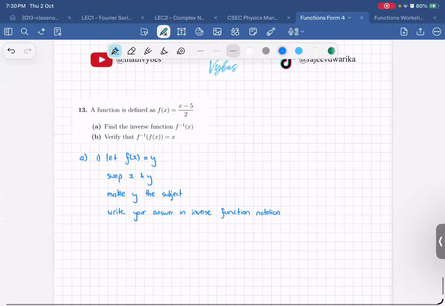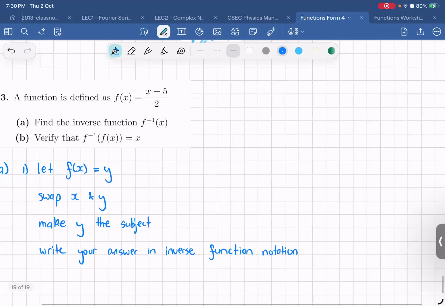Okay, cool. So we have these steps down. Let me actually get cracking. So the first thing I'm going to say, y is equal to what? x minus 5 over 2. Great. You're going good. Nice. Then you're going to do what? We're going to swap x with y. So it will be x equals y minus 5 over 2.